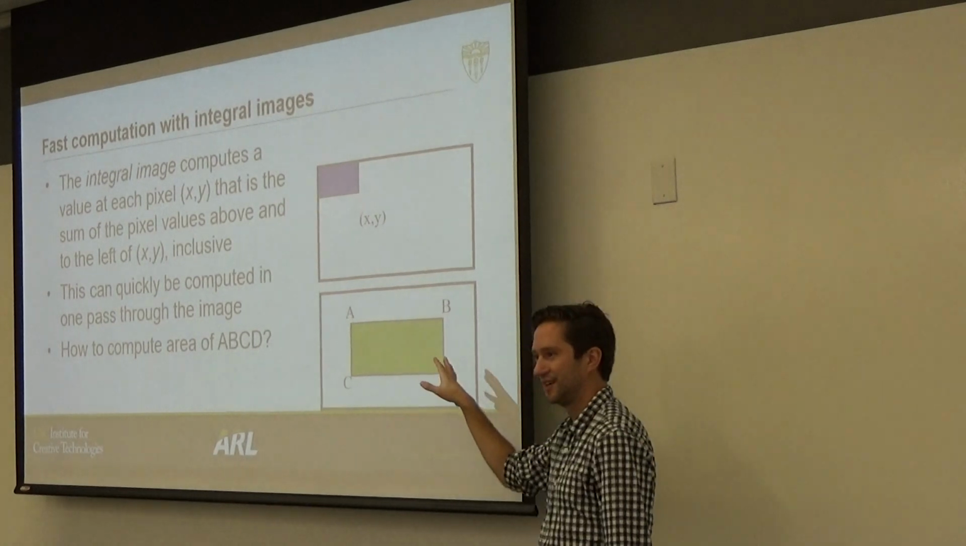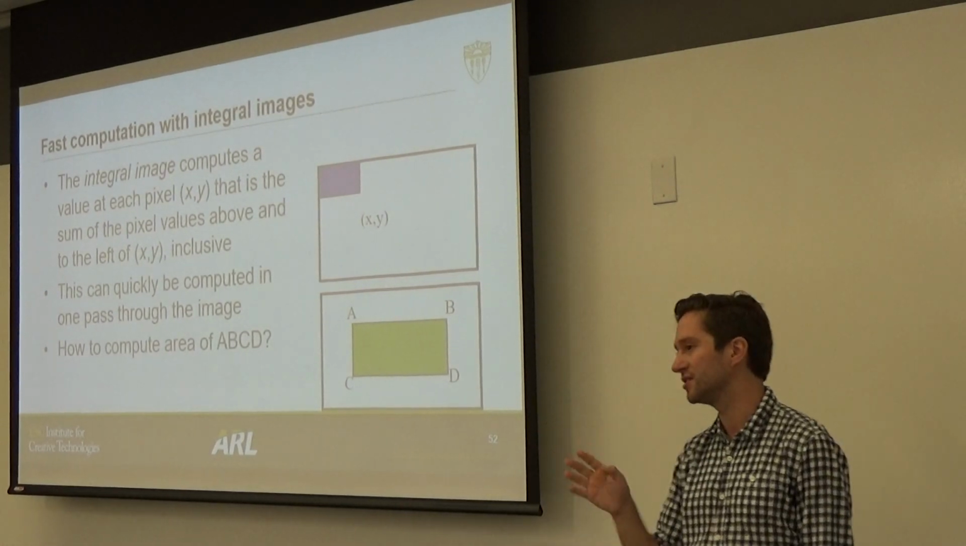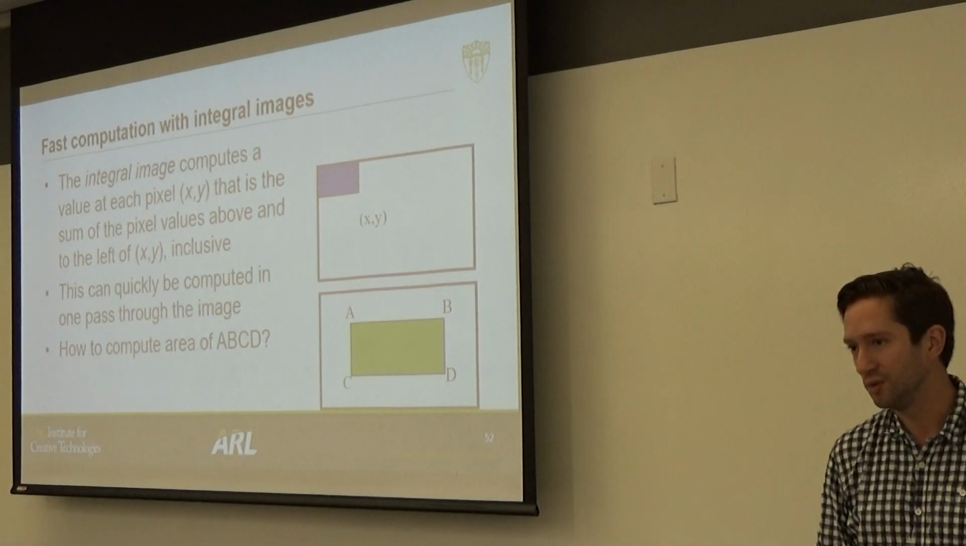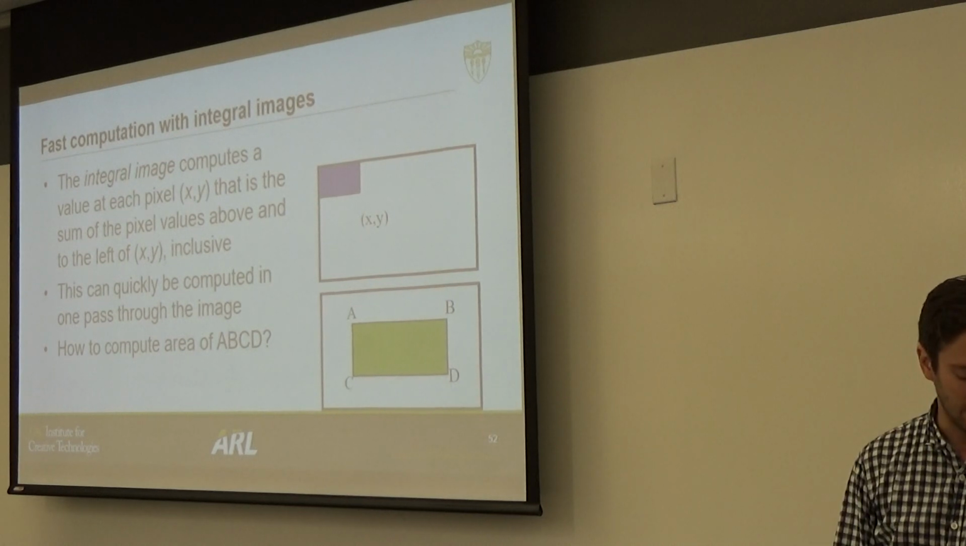Does that make sense? Yeah. So you can just take any rectangle in the image, you just have to take 4 references, and so for your CPU, it's actually a very, very trivial operation. And this is done in nanoseconds.